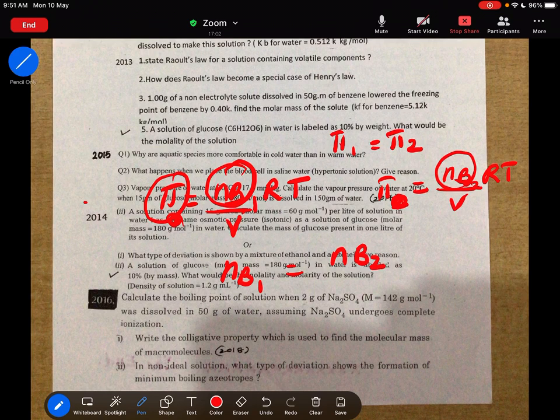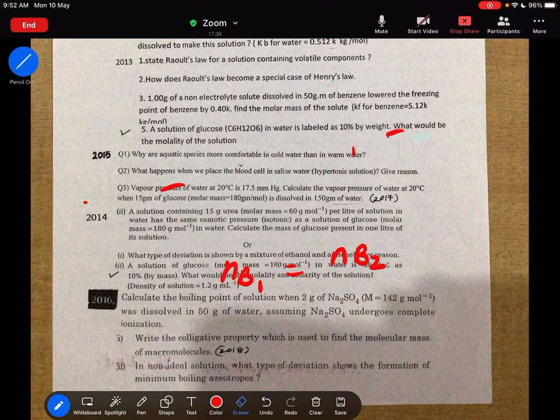Everything else is the same. This thing is the same as that thing. Why? Because they are telling us pi 1 and pi 2 are both the same. So I am equating this with this. R same, T same, V same, and the only difference is in the number of moles. So what is NB? NB is 15 gram of urea, that is Wb upon its molar mass, is equal to, now for the mass of glucose, Wb upon 180. So you can find out Wb from this.